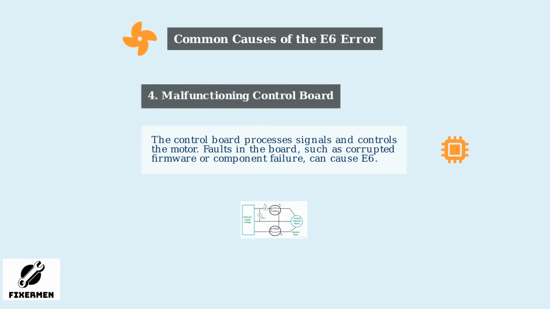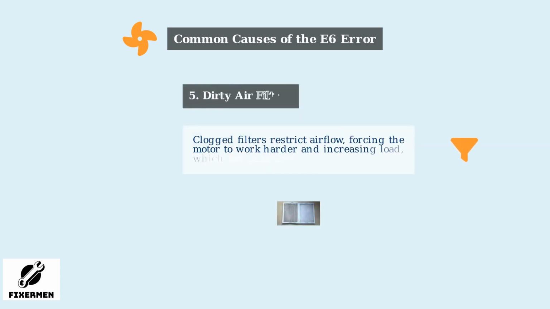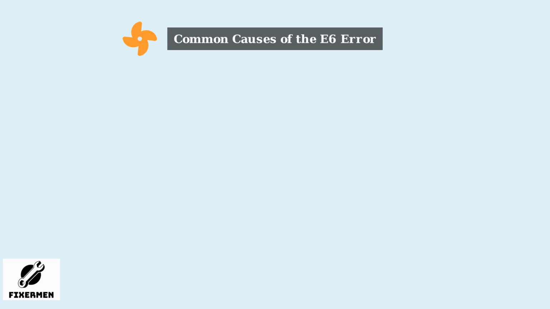Fourth, a malfunctioning control board is another common cause. This electronic component manages the motor's operation, and issues like damaged circuitry, software glitches, or power supply problems can prevent proper motor control, resulting in the E6 error. Finally, dirty air filters can also cause the E6 error indirectly. When filters become clogged with dust and debris, they restrict airflow through the system, forcing the motor to work harder to circulate air and increasing its electrical load, which may lead to motor failure.